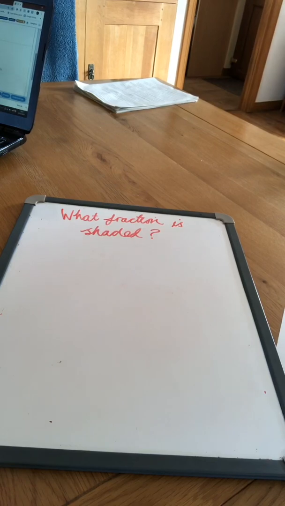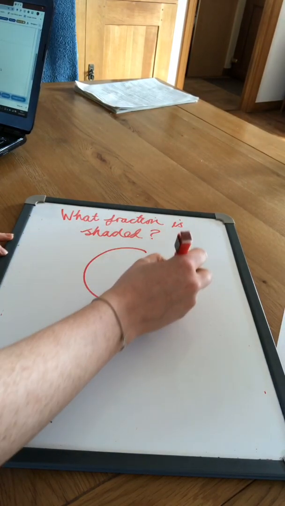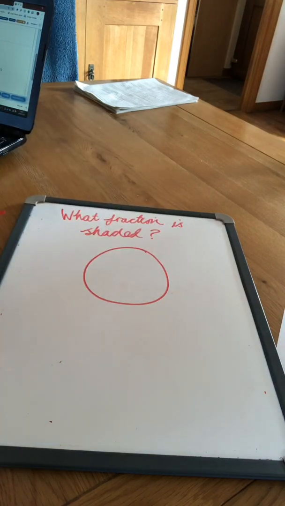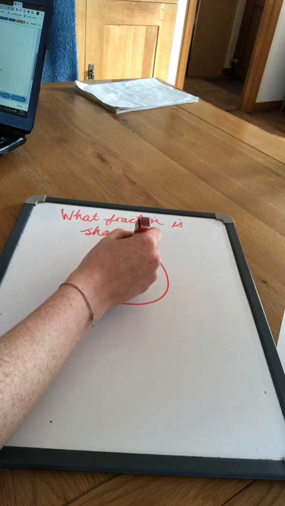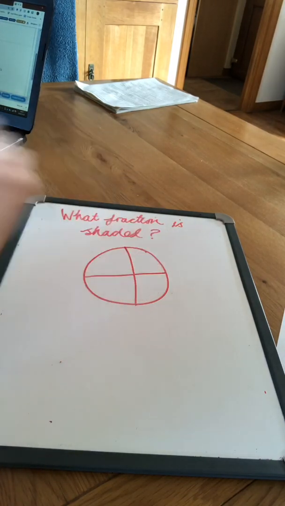So let's draw a circle to begin with, with a very squeaky pen. And I'm going to split this into different sections. So let's split it into different sections. So that's 4 sections, okay?